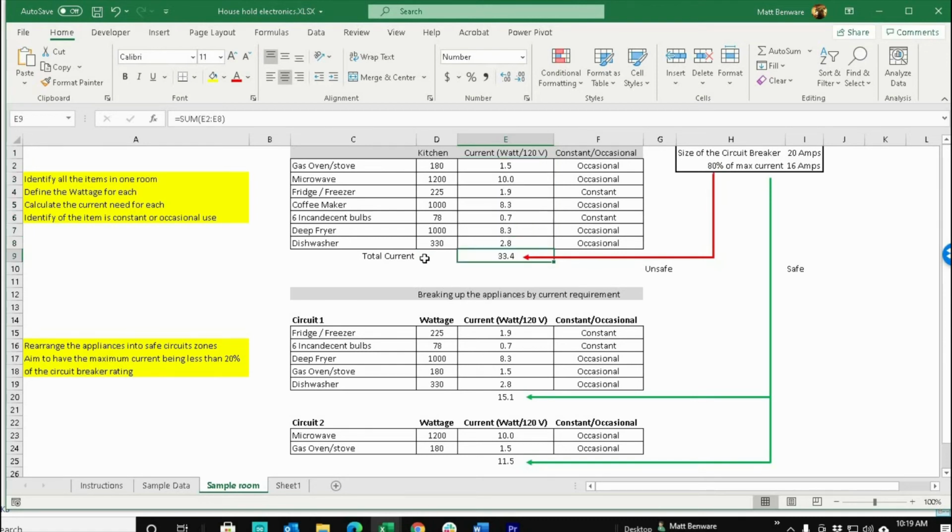Typically, a circuit breaker is 15 amps or less, so they want to break this up into something that's 15 amps or less. So this would be one circuit breaker. This would be a second circuit breaker. Also, is it something that's being used occasionally or something that's on all the time?